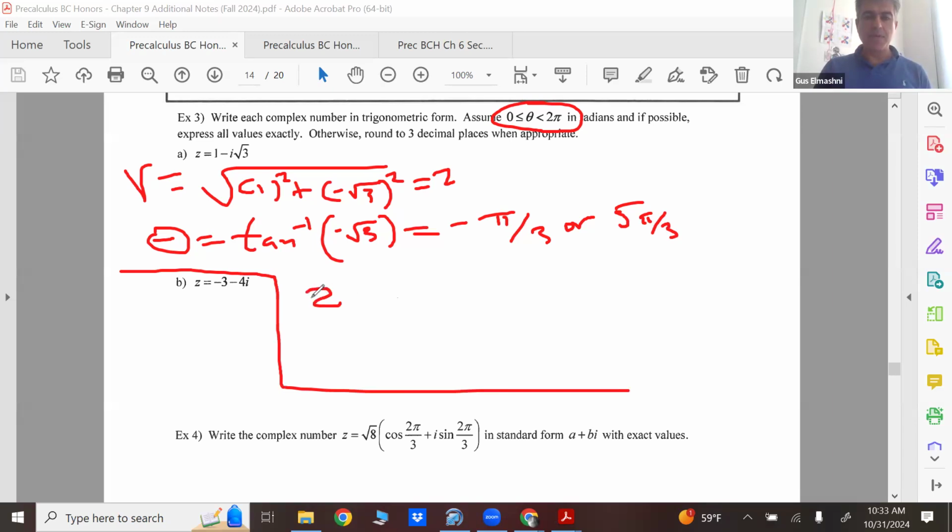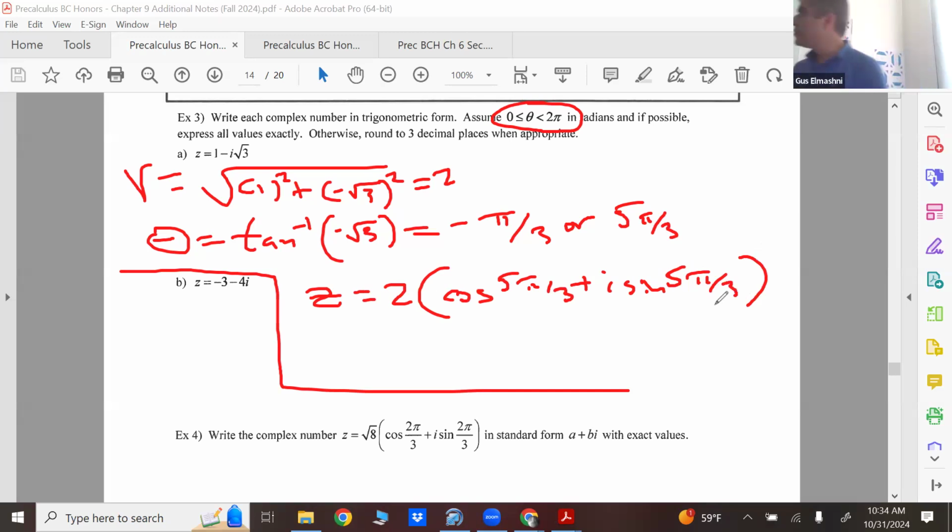z equals 2 parentheses cosine 5 pi over 3 plus i sine 5 pi over 3. The 2's on the outside. So think about it. Cosine 5 pi over 3 is half. 2 times half is 1. Sine 5 pi over 3 is negative root 3 over 2. 2 times that is negative root 3.